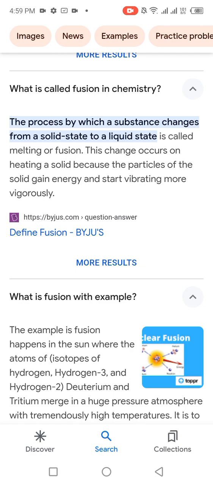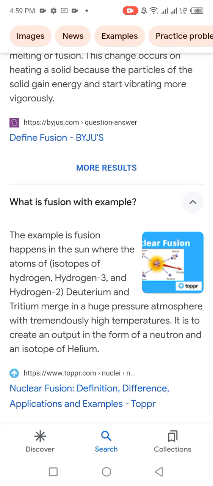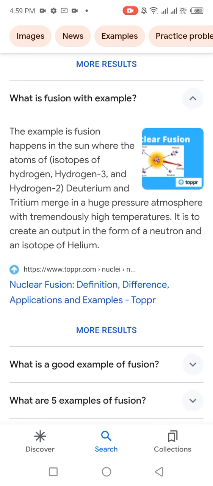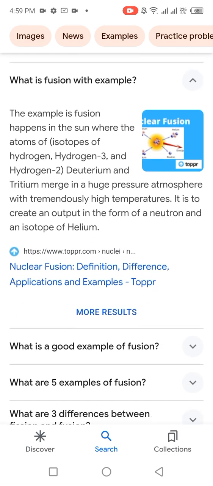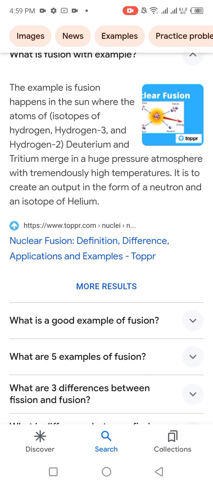What is fusion with example? Fusion happens in the sun, where the atoms of the isotopes of hydrogen, hydrogen-3 and hydrogen-2, tritium and deuterium, merge in a huge pressure atmosphere with tremendously high temperature to create an output in the form of a neutron and an isotope of helium.